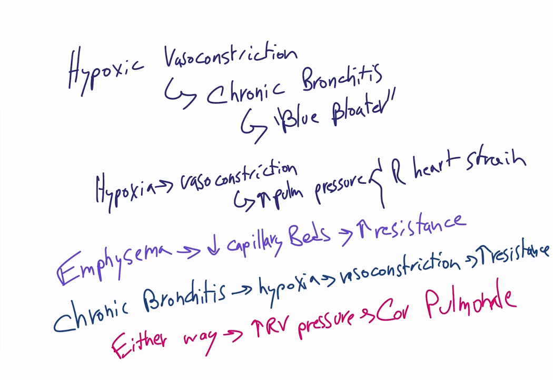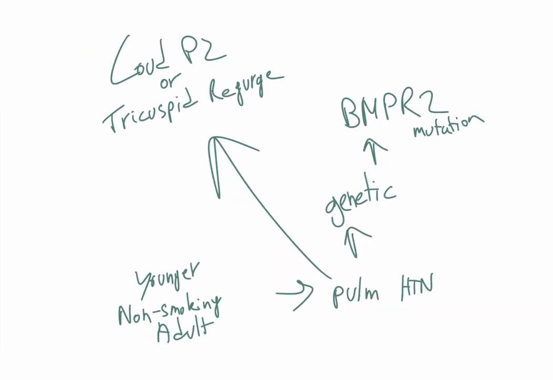All right, as far as primary pulmonary hypertension, this is incorrect. This is a genetic condition, usually due to BMPR2. It shows up in younger, non-smoking adults, not in elderly smokers. So they'll give you a woman in her 30s that is suffering from this. It can also cause a loud P2 or tricuspid regurg, but it's idiopathic and not associated with COPD.